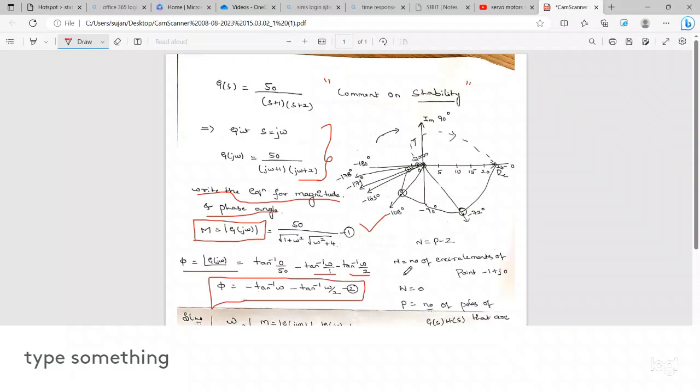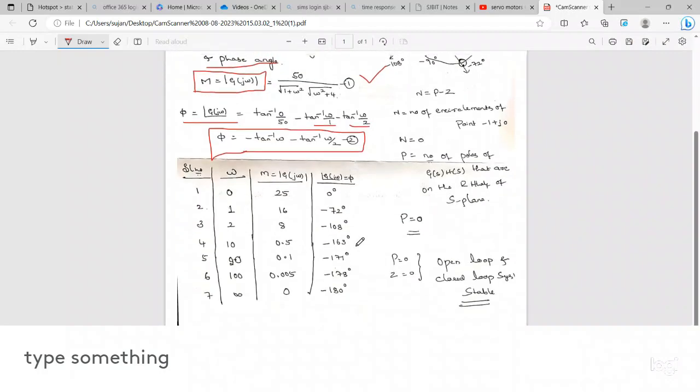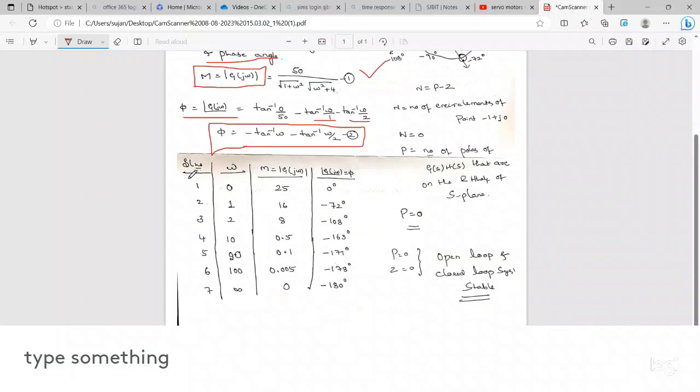Okay, next we make a table: serial number, omega, magnitude value, and the phase angle of G of j omega. This is the magnitude value and this is the phase angle value. Put random values of omega. I will put omega equal to 0 in equation number 1. You are going to get the magnitude value 25. If I put omega equal to 0 in the phase angle, you are going to get 0 degree.